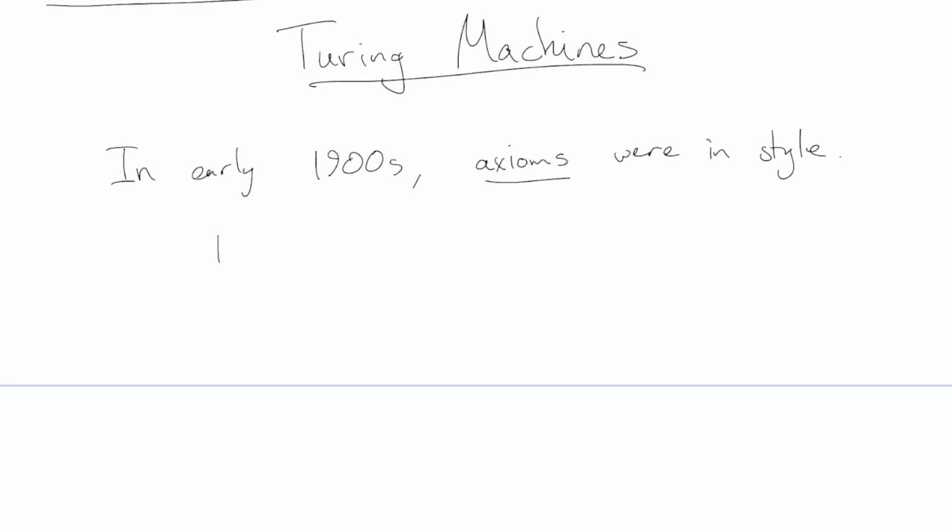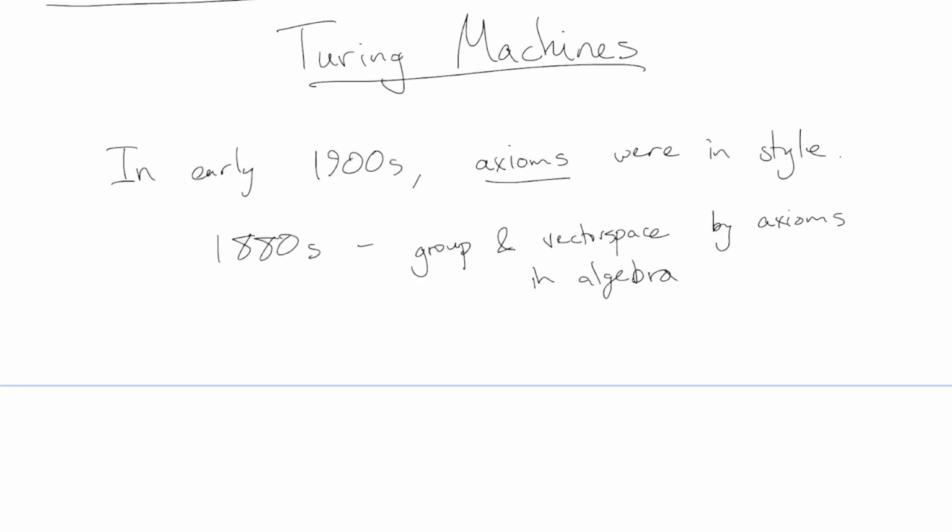If you math majors who've taken our other 300 level classes have been exposed to this viewpoint. For instance, in the 1880s, the definitions of group and vector space started using axioms in algebra. For a long time, axioms were not used in algebra or in analysis, but this came back into style at the beginning of the 20th century. In the 1890s, Hilbert came up with axioms for geometry, which we sometimes call Hilbert's geometry axioms, basically inspired by Euclid's geometry, which was done thousands of years ago by the ancient Greeks.